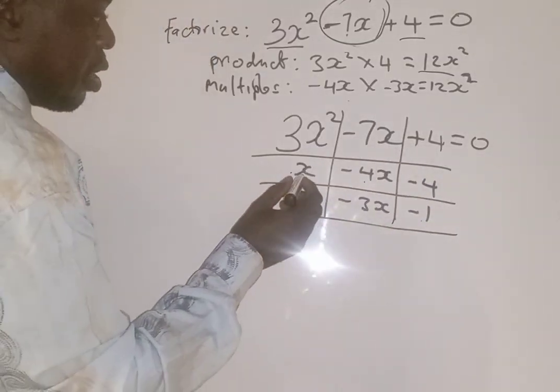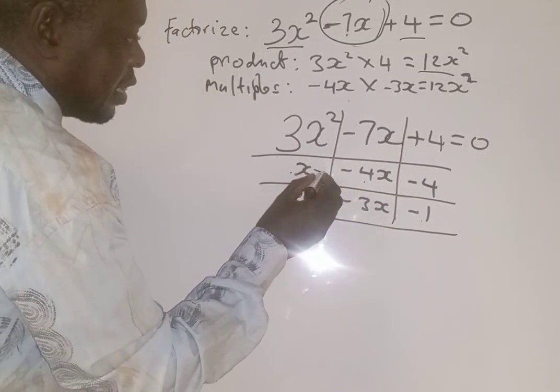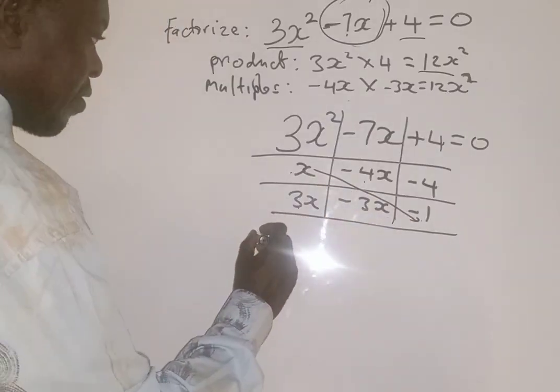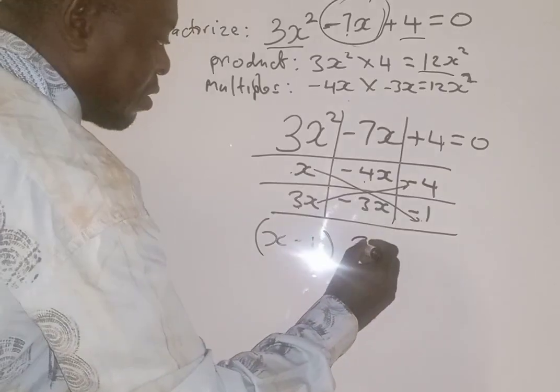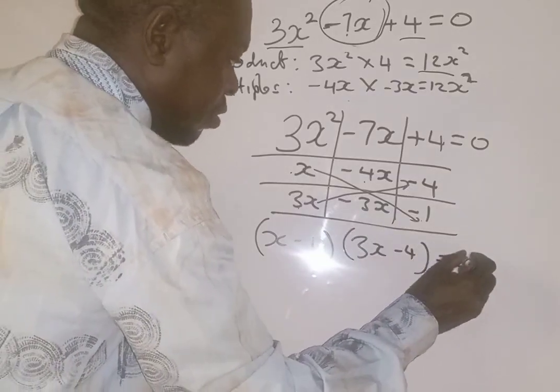So factorization is complete. Now draw diagonals on the second row, like this, to the third row, like that. So we have x minus 1 in these brackets. Do another diagonal like this. We have 3x minus 4 is equal to 0. Factorization is complete.